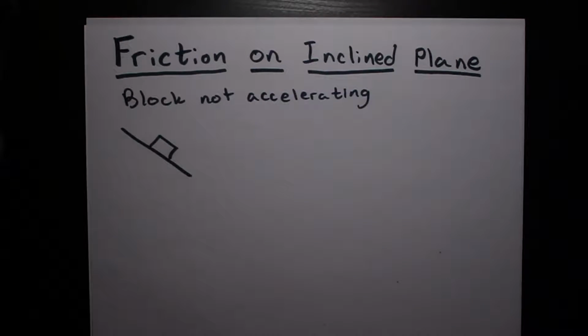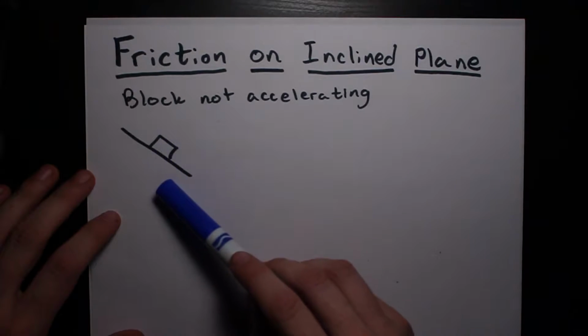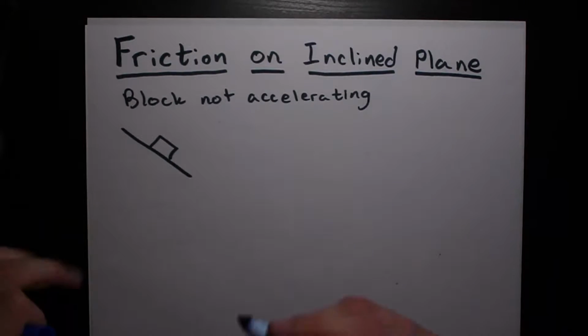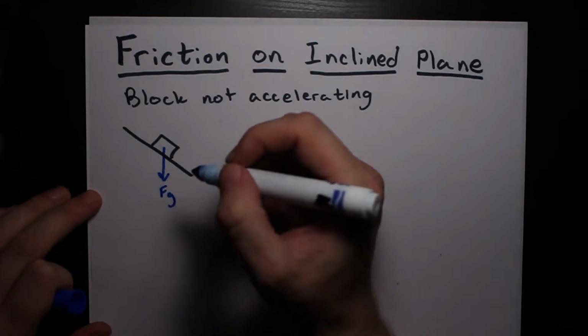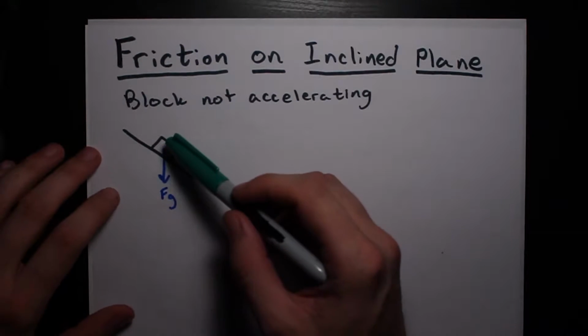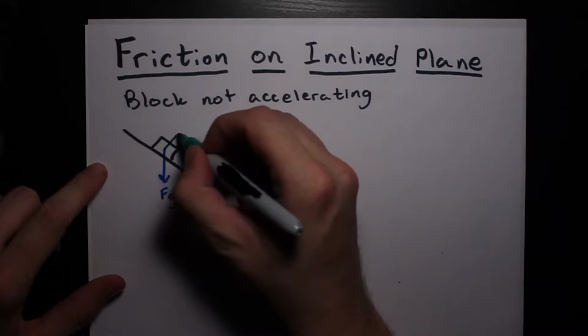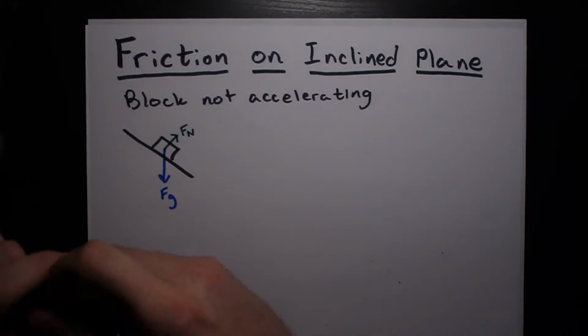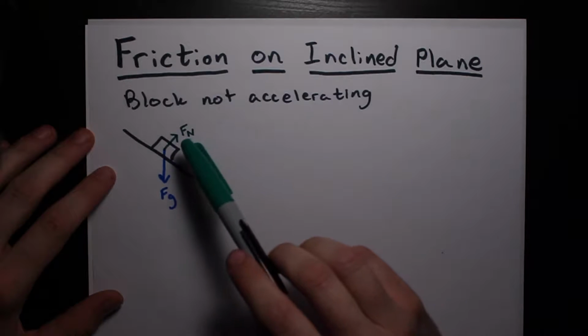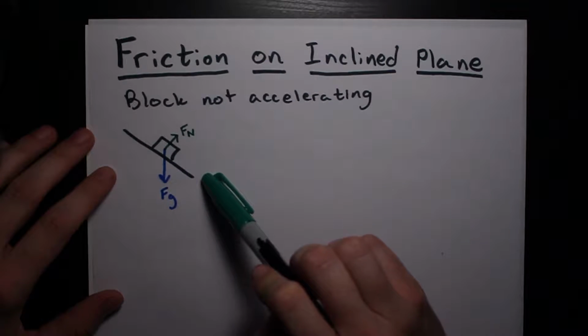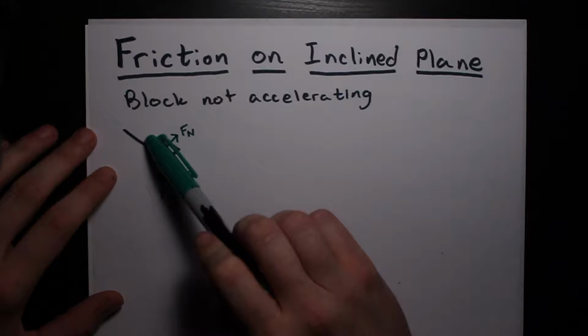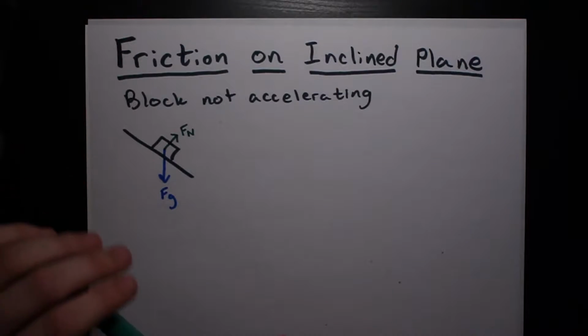So let's draw all the forces that we know act on the object. First off, we know that there's a force of gravity pulling straight down. We also know that there's a normal force that's perpendicular to the surface. And we also know that the block wants to slide down the plane, but friction is fighting against it, pushing it back up.